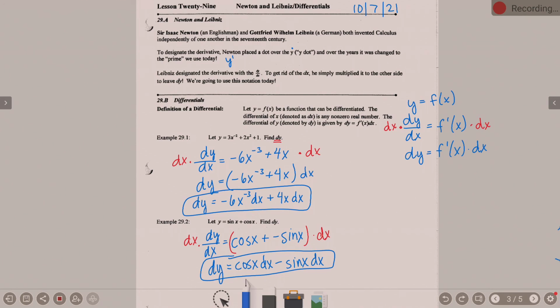So is it cosine of x dx? Yes. It's cosine x times dx. In other words, yes, this is cosine x times dx. Sine x times dx. No, it's not cosine of x dx. It's not sine of x dx. Good clarification point there. Okay, that's what I thought.